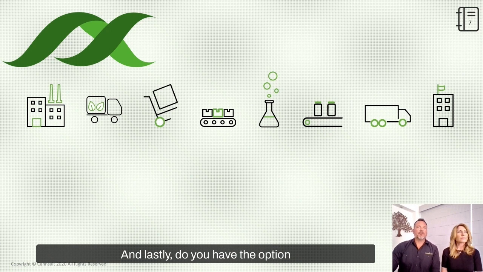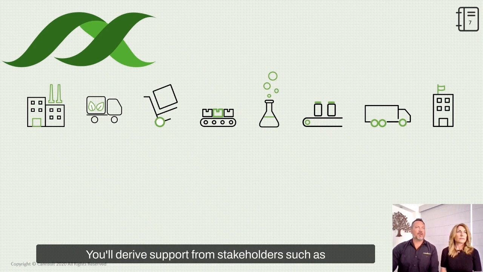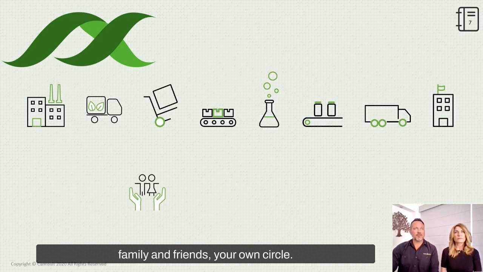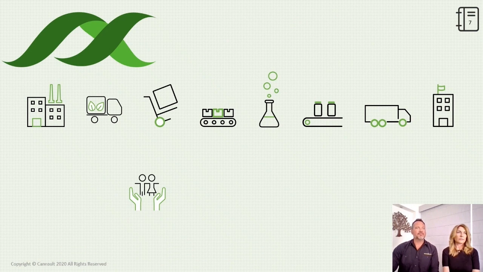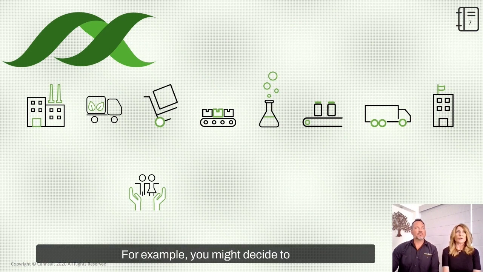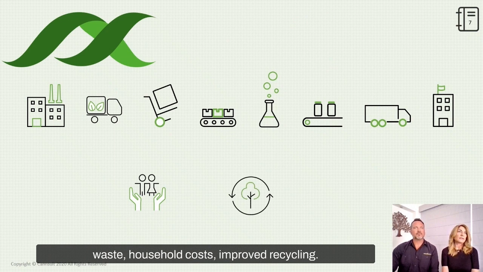And lastly, you have the option of working on a personal project. You will derive support from stakeholders such as family and friends, your own circle. You might decide to use your Greenbelt skills to improve your household, the community, or just your own health and well-being. For example, you might decide to decrease household waste, things like food waste, household costs, improve recycling.